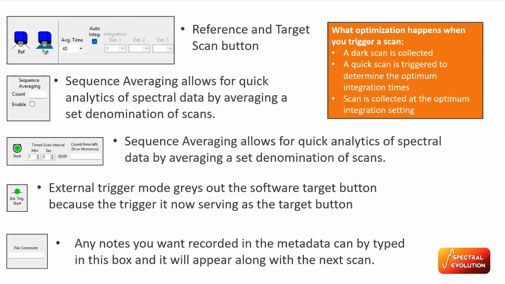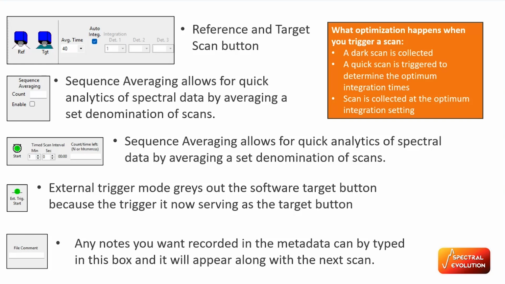Here I've broken down each of the options that are on the screen when you're taking data. The top left is the primary controls. This is where you take a reference and a target, and you can select the averaging time. This is how many scans you are going to average together for each scan. And then you have an auto integrate tick box. This will turn on auto integration, which is our optimization step, or part of it. I recommend keeping this on for nearly any measurement. There are very rare cases where you would turn this off.